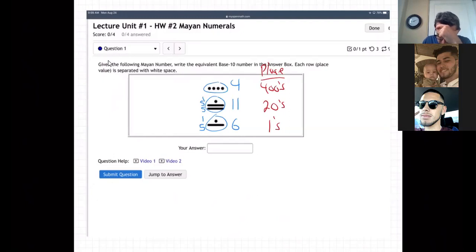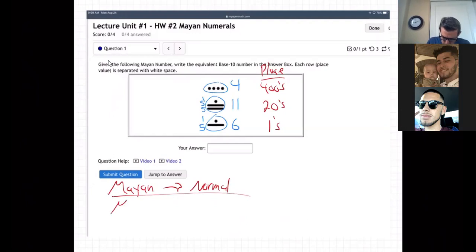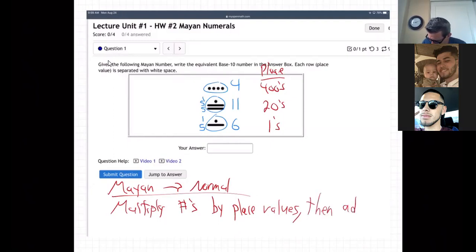Okay, now, how are we going to figure out what this actual number is? Write it over here: to go Mayan to normal. That's what we're trying to do. We're trying to go from this weird looking Mayan number to a normal number. What do you do? You multiply the numbers by the place values, and then add them up. So it's as simple as that.